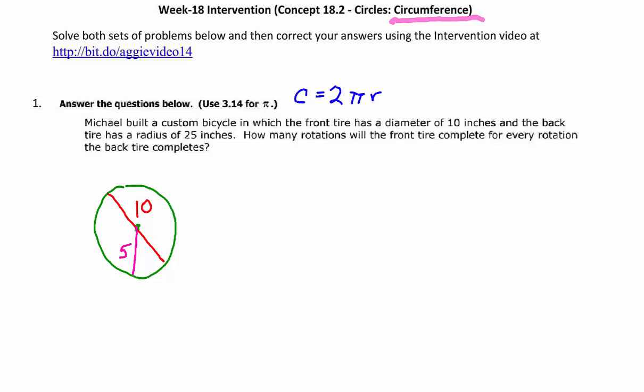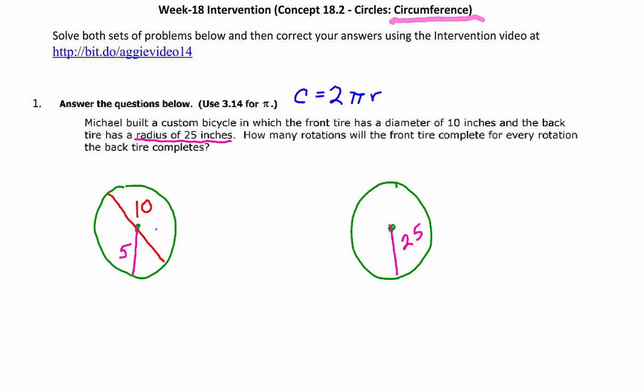My second tire, I'm going to give myself some space. A little better. My second tire has a radius of 25 inches. Tells me so right there. Radius of 25 inches. So now I'm ready to figure out the circumference, because that's the type of problem it is. Remember, it's a circumference problem.